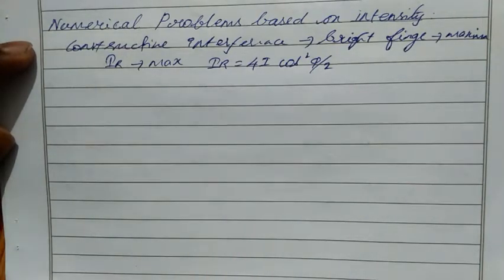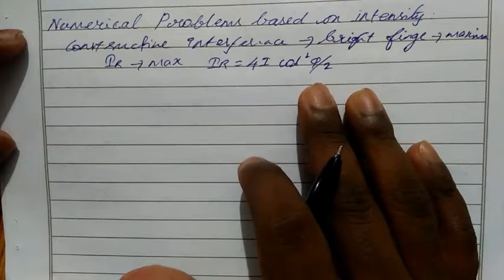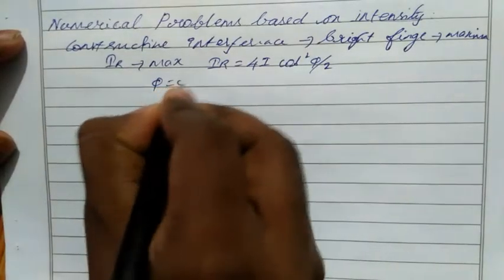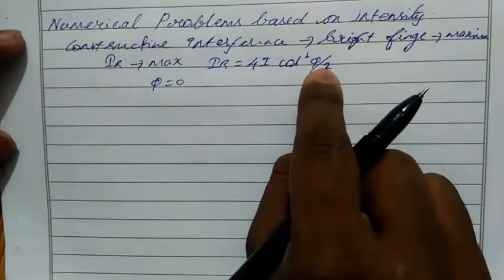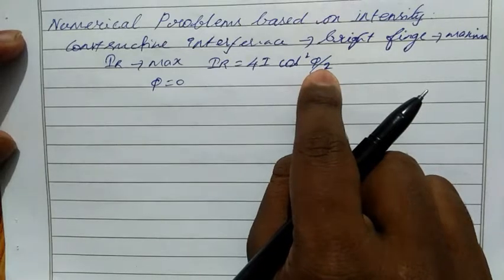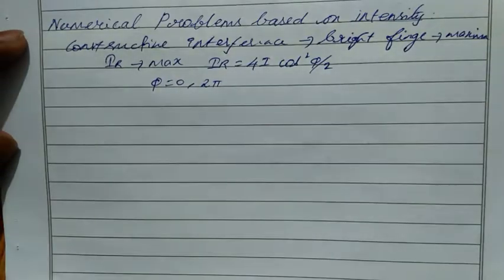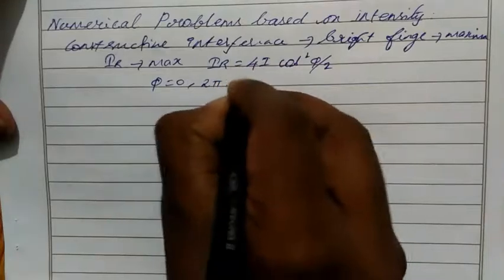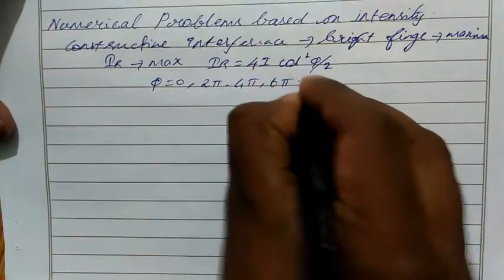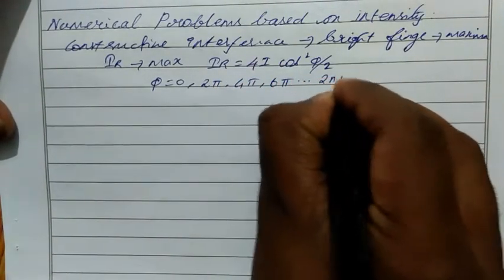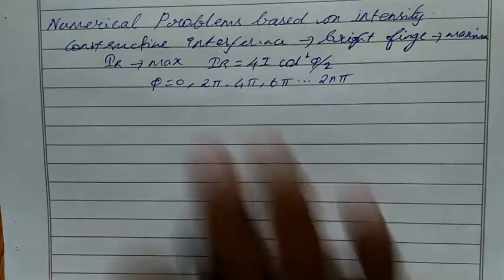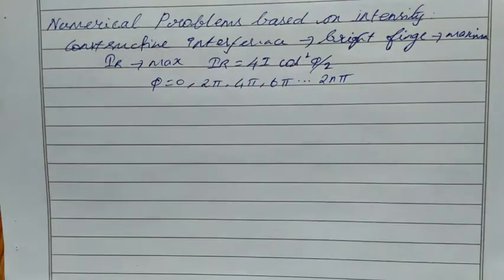Okay, so for maxima we have to take the value of phi as 0, so cos 0 will be 1, we get maximum value. Or we can also take 2 pi, and 4 pi, 6 pi up to 2n pi. So for all these values we will get maximum value in cos.